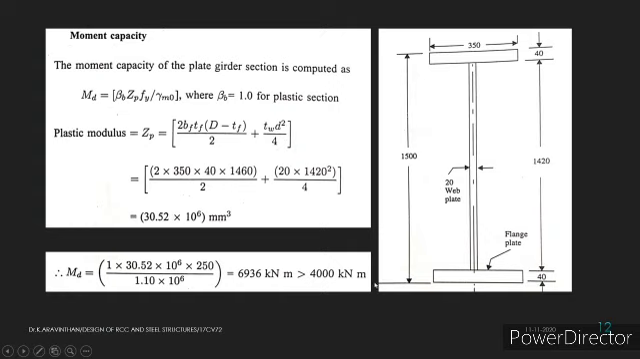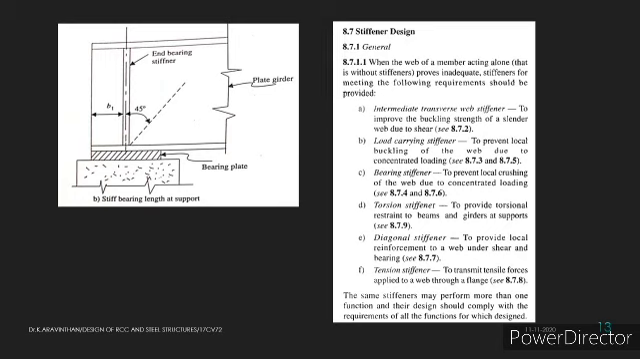So the moment due to the load is 4000 kilonewton meter, hence it is lesser than the capacity, so it is safe. There are two forces, that is shear and moment. We have checked the capacity of the structure, and it is far greater than the external force, hence our section will be safe. This is the last section, stiffener design.